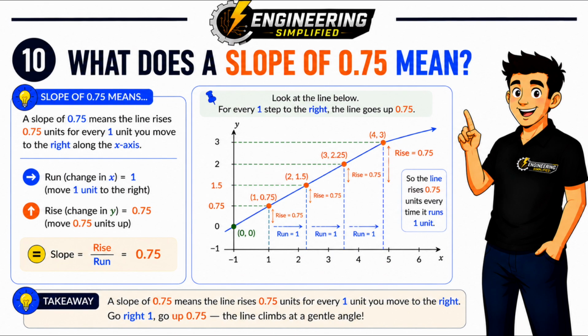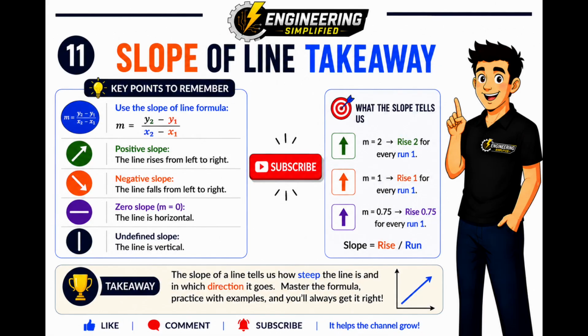What does a slope of 0.75 mean? It means the line rises 3 units for every 4 units it moves to the right. Because the rise is smaller than the run, the line is less steep than a line with a slope of 1. Let's quickly recap. To find the slope of any straight line, identify 2 points on the graph.